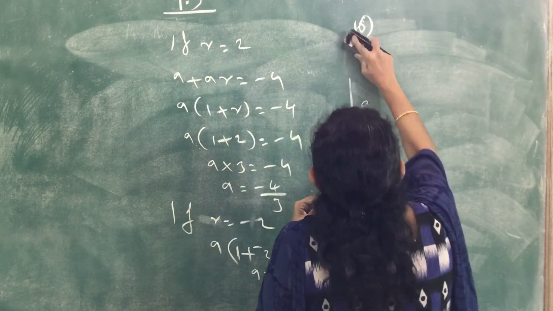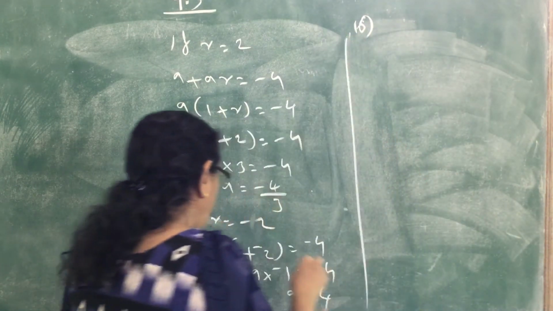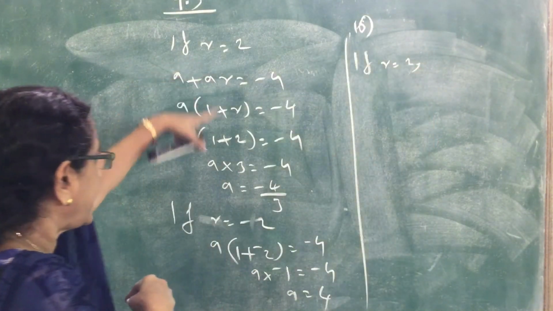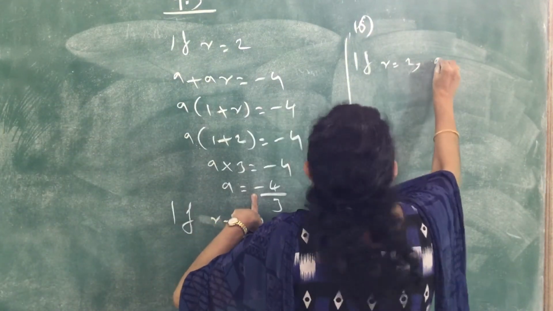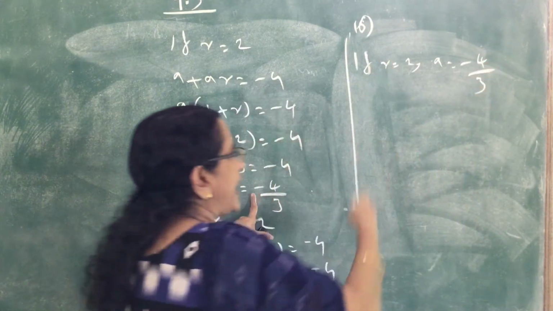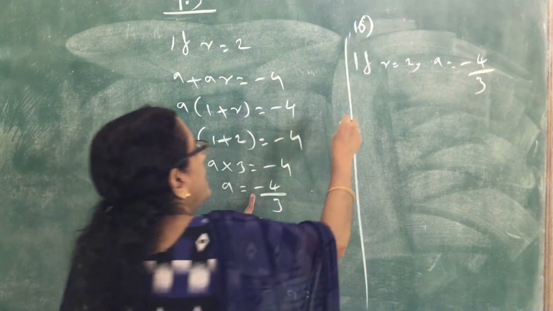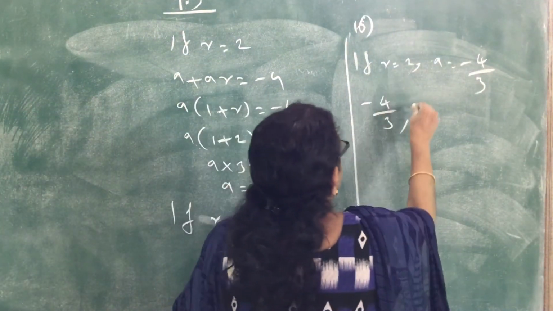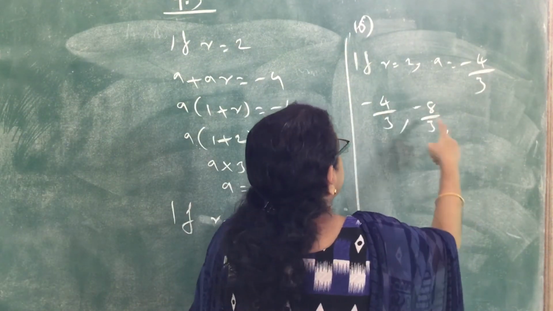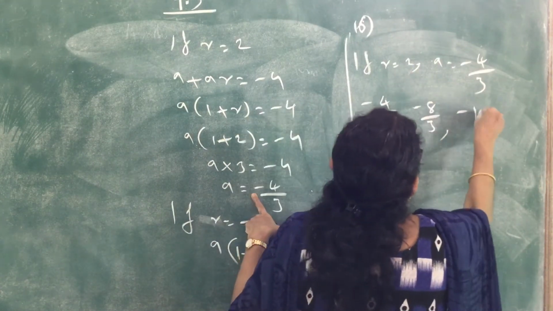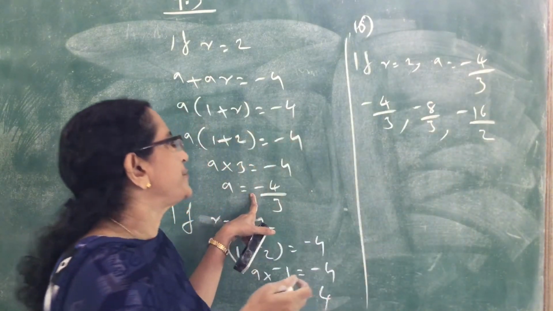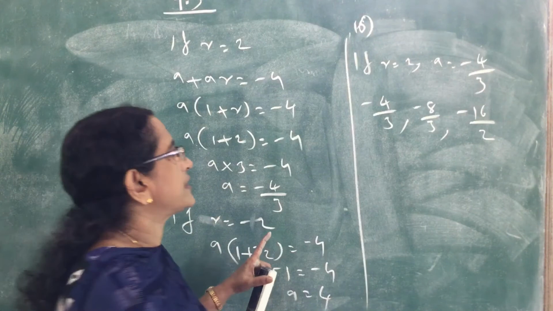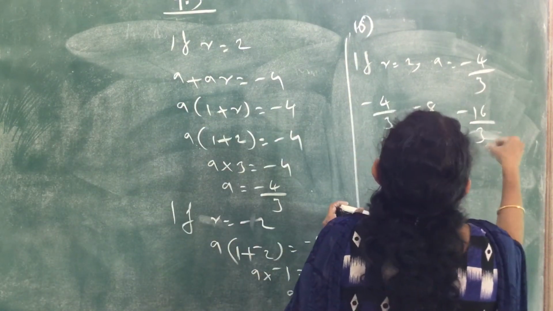Now we can find the GP. Consider the first case. If R is equal to 2, in that case A equal to negative 4 by 3. What is the GP? First term A is negative 4 by 3. Second term AR, so negative 4 by 3 into 2, negative 8 by 3. Third term, negative 8 by 3 into 2, negative 16 by 3. So we multiply by 2 each time. So this is the GP.